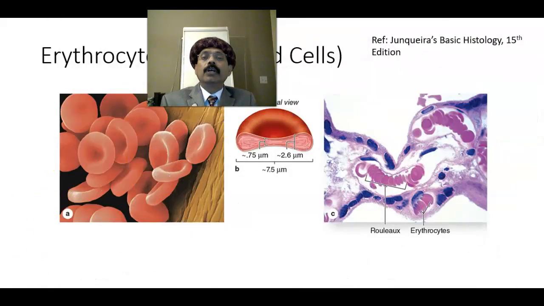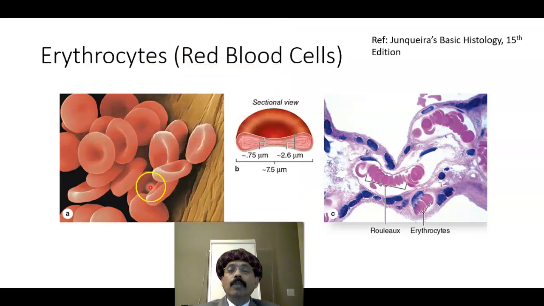Okay, so we look at the formed element RBC or red blood cell. They are biconcave, shaped like a disc, an ideal shape to accommodate the maximum amount of hemoglobin. The diameter is 7.5 micron. The thickness in the center is only 0.75 micron. At the periphery it is around 2.6 micron. It may be smaller, we call it microcyte, in case of iron deficiency anemia. It may be a little bit larger, immature, and we call it megaloblast, seen in vitamin B12 and folic acid deficiency.